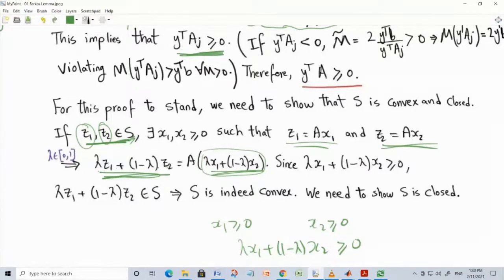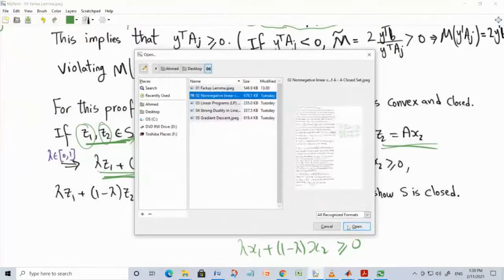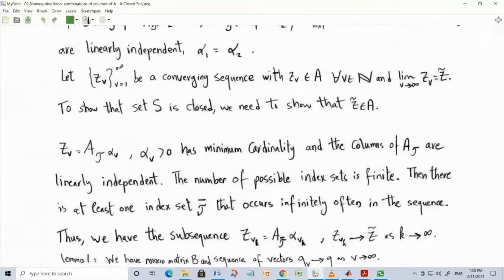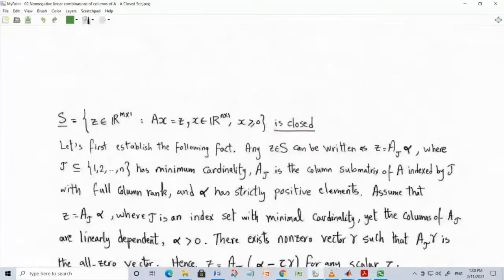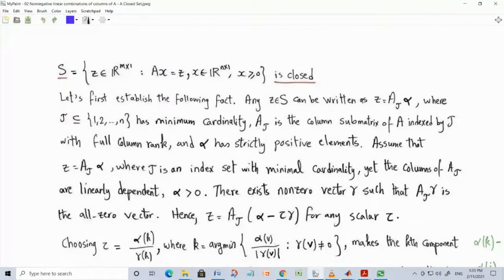The challenge is to show that it is closed. Okay, any questions? Everything I said on the previous slide is nonsense if set S is not closed, because the separation theorem requires that set S is a closed set. So how can we prove that the set is closed?